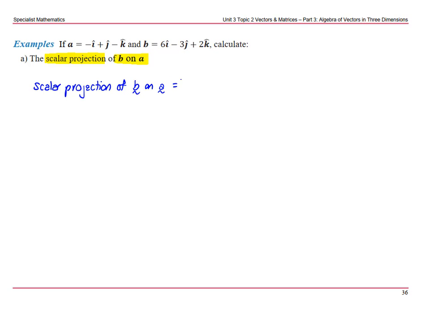So our formula is going to be the dot product between B and the unit vector of A. So that is just replacing our unit vector of A with A over the magnitude of A. So that means we now have B dot A over the magnitude of A, and B dot A is equal to A dot B.